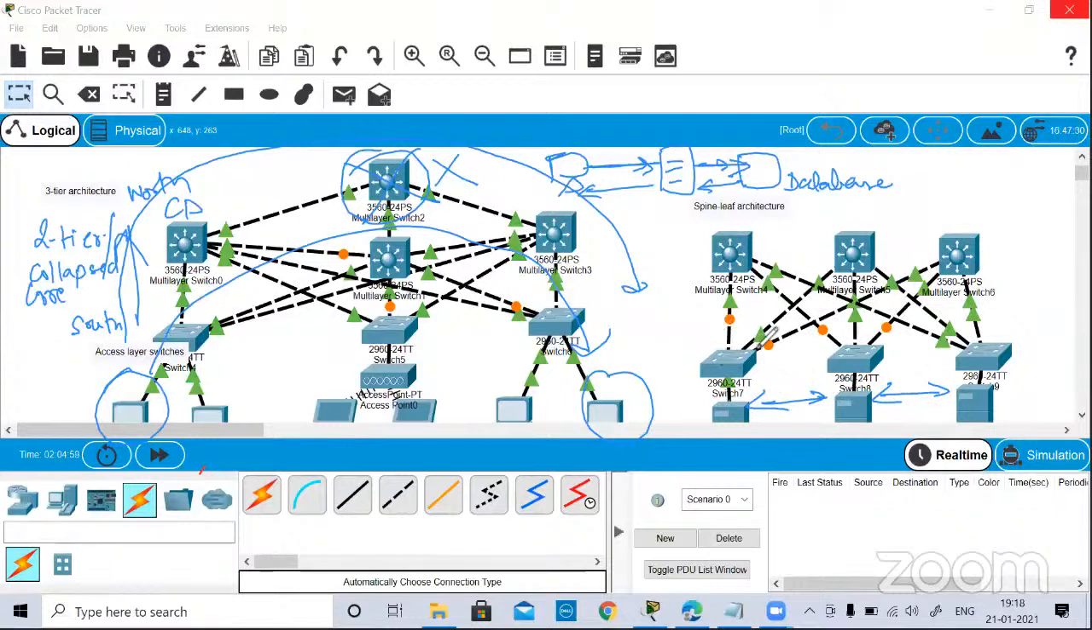The architecture is so simple. These are known as your spine switches, or backbone switches, and these are known as your leaf switches. The connection is pretty simple: each leaf switch will have a dedicated link towards the spine switches.